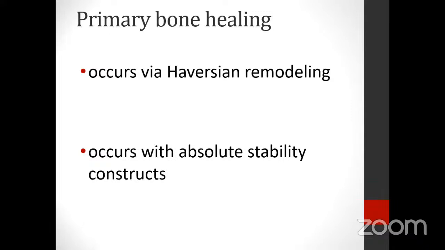This is another name, which is the Haversian remodeling. It's the same name for the primary bone healing. And as we said, the primary bone healing mainly occurs with the absolute stability constructs, like the compression plates or the fractures that are fixed with lag screws with neutralization plates. Next.